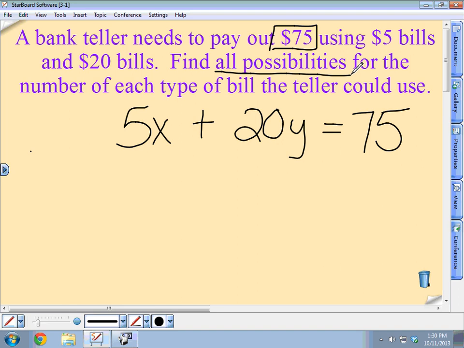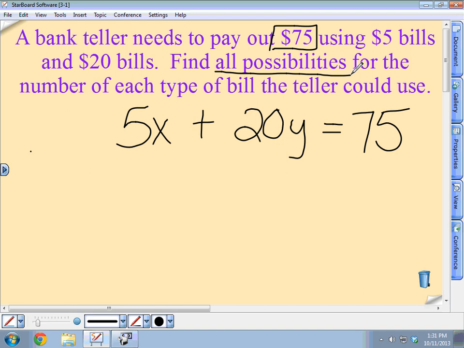0 times 5 is just 0. So if she gave you 0, then what would Y be? 3? But if she gave you 3, that would be 60. You wouldn't have $75. Is there any number times 20 that would give you 75? No, because it would have to be a whole number. You could solve that like algebra. You could get a fraction, but you can't. The teller can't give you a fraction of a $20 bill. She's not going to take a $20 bill and cut off a part of it and give you part of it, right? So it's got to be a whole number.